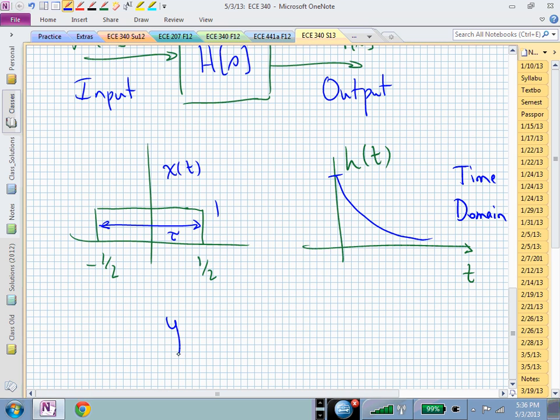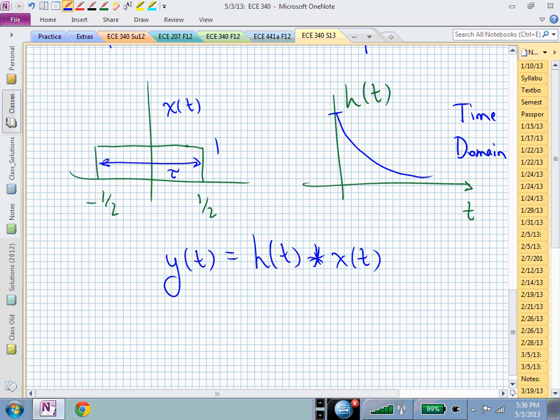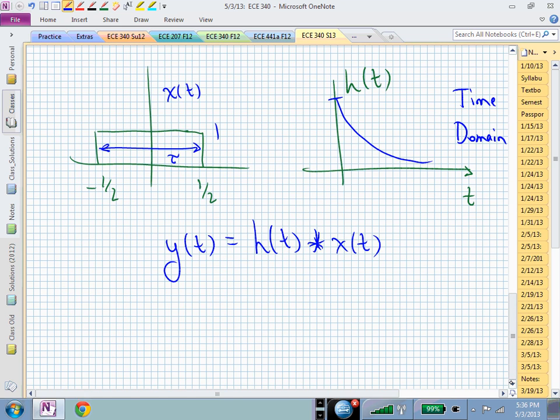One way to find the true solution, y of t at the output, would be to go ahead and convolve those. And you need to be able to do that. You could also think about what's going to appear at the output by looking at what's happening in the frequency domain. What does the frequency response of little x of t look like in the frequency domain?